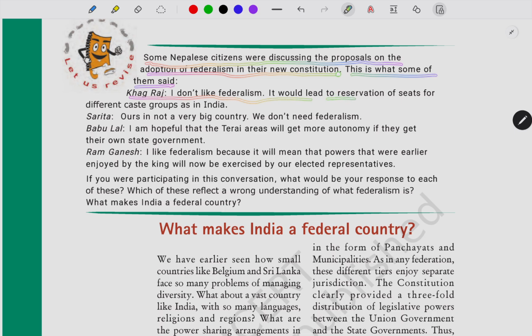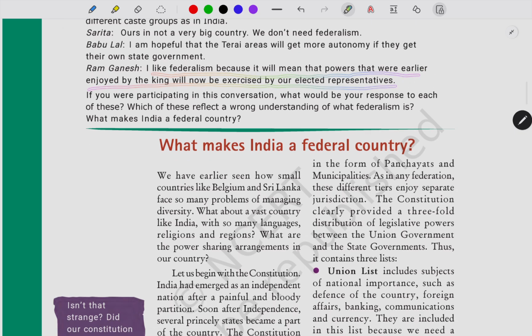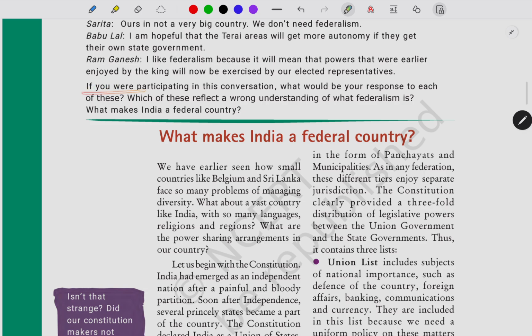Khajraj: I don't like federalism. It would lead to the reservation of seats for different caste groups as in India. Sarida: Ours is not a very big country. We don't need federalism. Babulal: I am hopeful that the Terai areas will get more autonomy if they get their own state government. Ram Ganesh: I like federalism because it means that the powers that were earlier enjoyed by the king will now be exercised by our elected representatives. If you were participating in this conversation, what would your responses to each of these be?